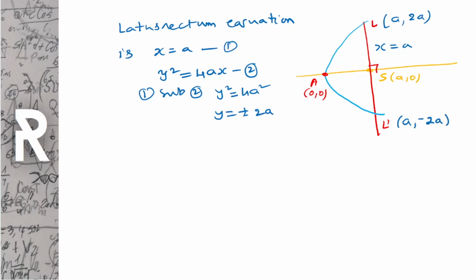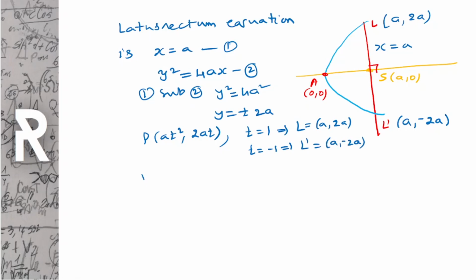That means the parametric point P(t) is (at², 2at). t = 1 coincides with L, and t = −1 coincides with L'. One more thing, the length of LL' is 2a + 2a = 4a. That is about the latus rectum length.